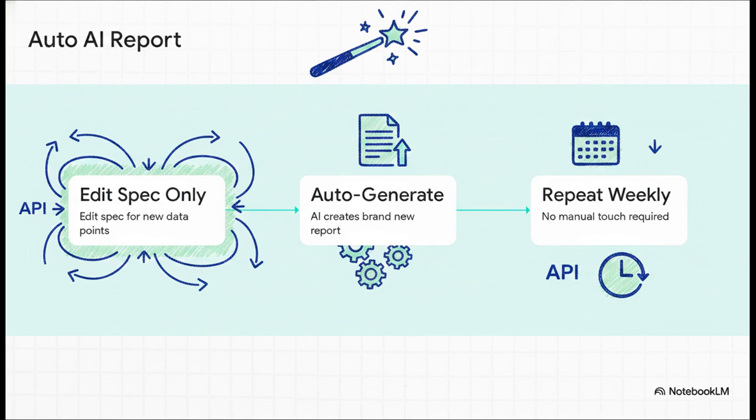Let's look at the final evolution of our AI report. Imagine this report actually needs to pull live API data and be published every single week. In Level 3, you only edit the spec to point to the new data sources. Then the AI completely auto-generates a brand new, beautifully formatted report from scratch. You literally never open the final document to tweak it. You just repeat this regeneration weekly, completely trusting your spec to handle all the heavy lifting.